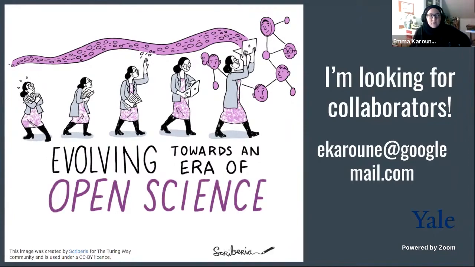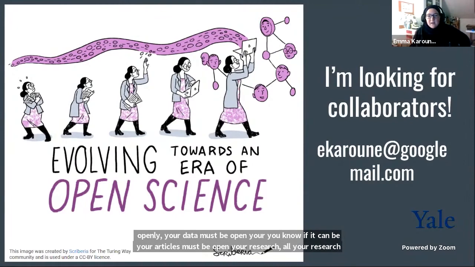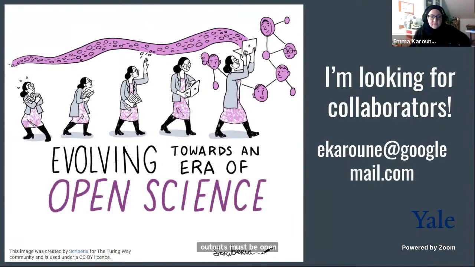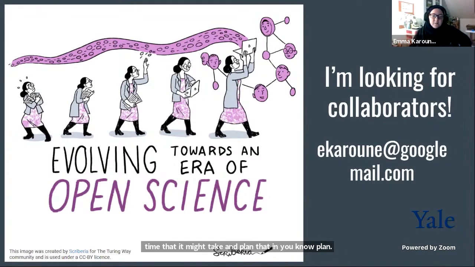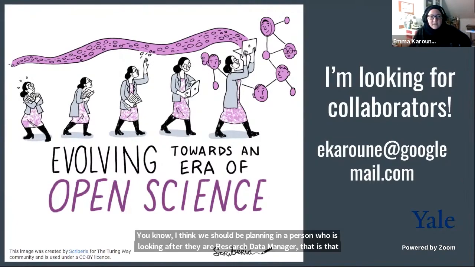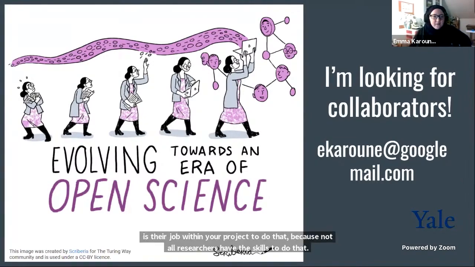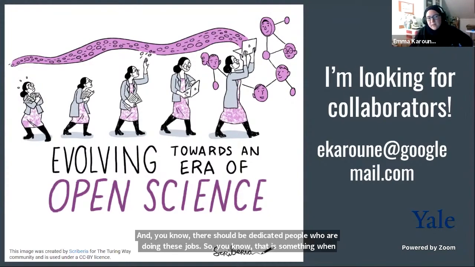Particularly when you're planning new projects, you need to think about the extra time that it might take, and plan that in. I think we should be planning in a person who is looking after research data management. That's their job within your project, because not all researchers have the skills to do that, and there should be dedicated people doing these jobs. When you're applying for big research projects, you should put that person in there and pay for their time, because another issue in open science at the moment is that a lot of open science projects are done voluntarily. And actually, that's not right, really. It is a job, and people are doing it for free most of the time. So yeah, I think we need to be planning this type of research better.